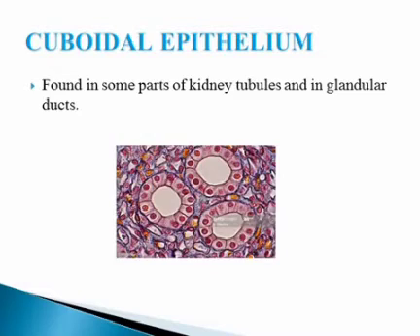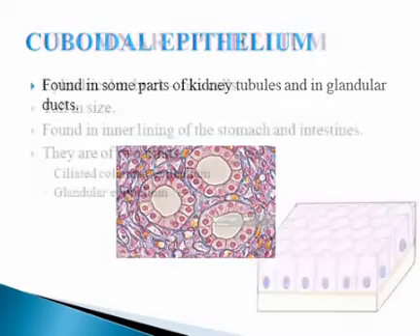Next, cuboidal epithelium. It's found in some parts of kidney tubules and in glandular ducts such as those of salivary glands and pancreatic duct. So this type of epithelium is cuboidal in shape. Can you see the highlighted circle portions there? So it's cuboidal in shape. Okay, so this is a cuboidal epithelial cell.